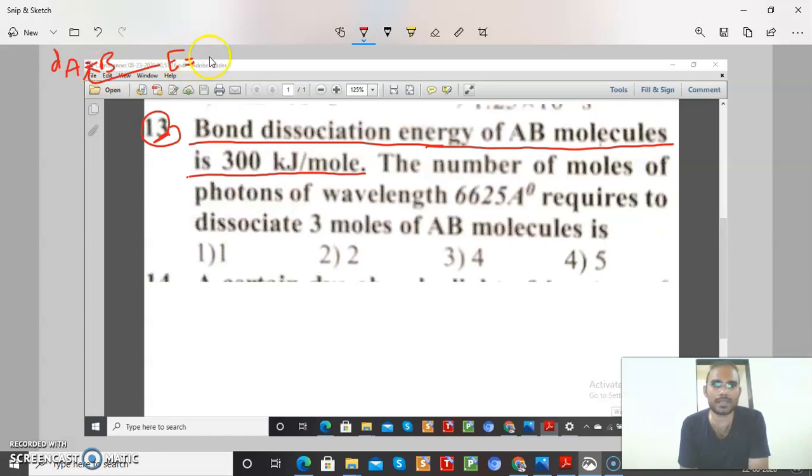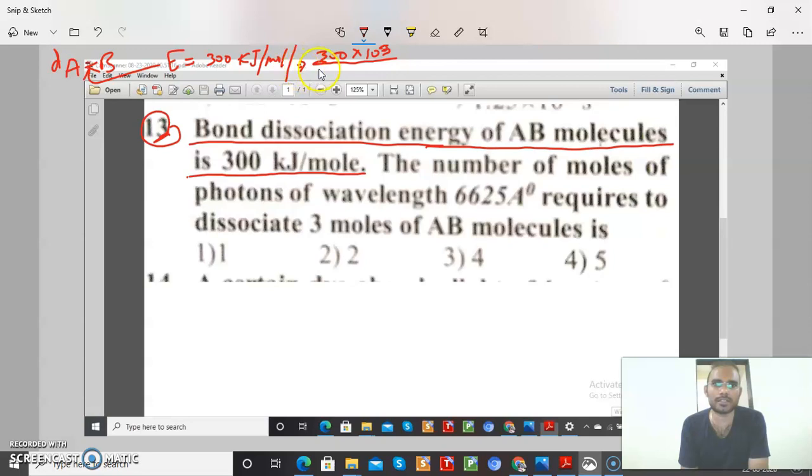How much energy are they giving? 300 kilojoule per mole. Now student, 300 kilojoule per mole means 300 into kilojoule, multiply by 1000, that is 10 to the power 3, divided by 1 mole, per mole. I want to calculate in joule.